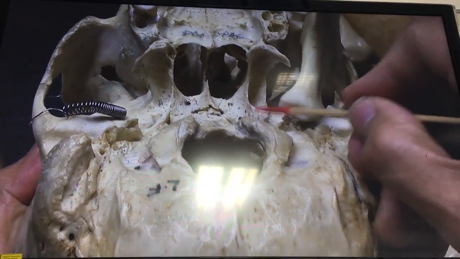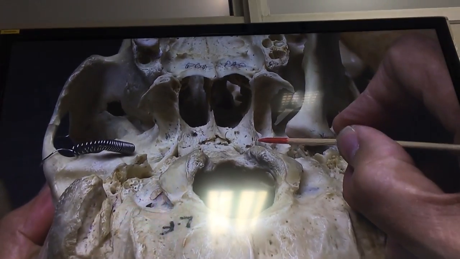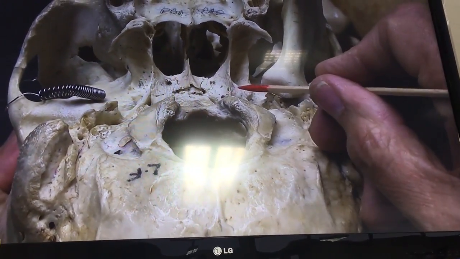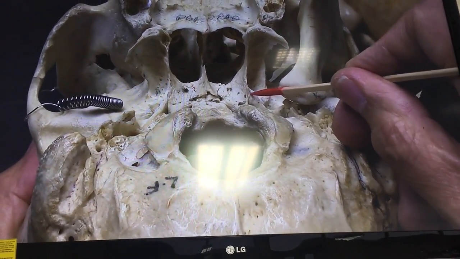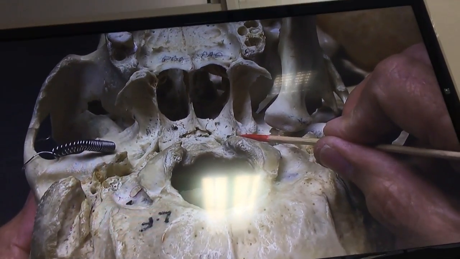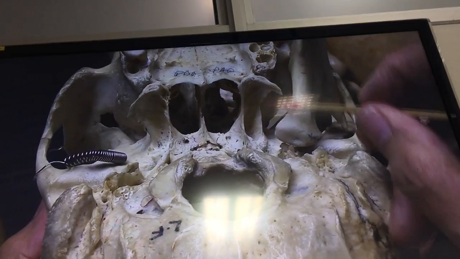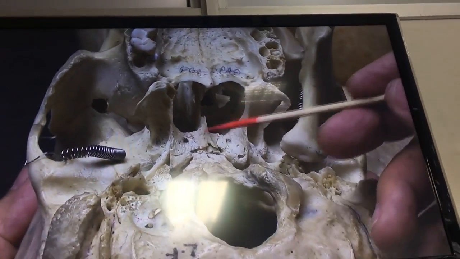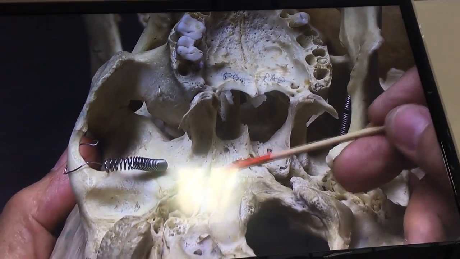Scaphoid fossa. This is called the pterygoid fossa up here, the scaphoid fossa. And arising from that, we notice the tensor palati right here, from the scaphoid fossa, and also from the cartilage of the pharyngotympanic tube, which we also call the eustachian tube.